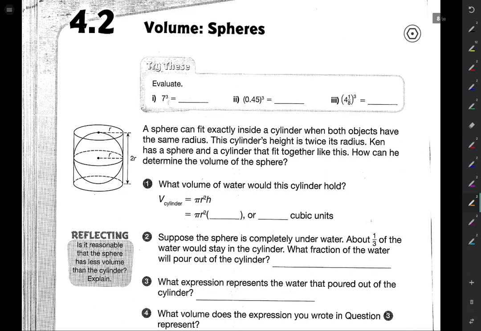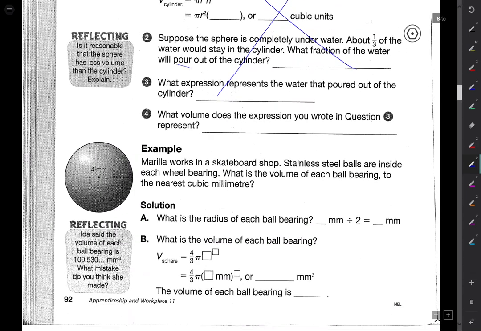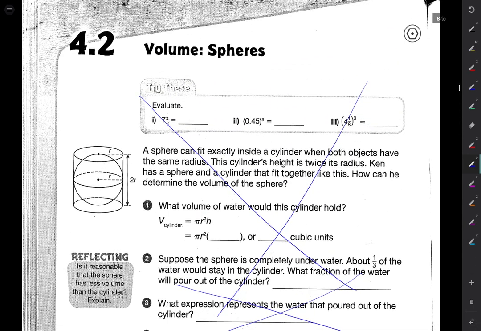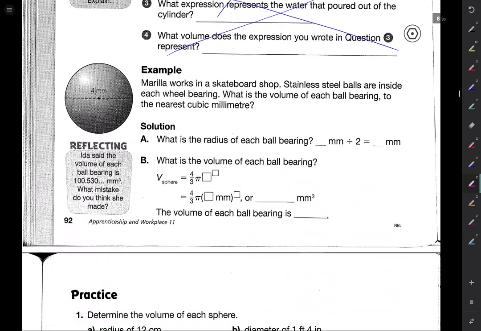For volume of spheres, we're going to keep this lesson short and sweet. So I'm going to skip over all of this stuff here and we're just going to hop right into using the formula. The formula for the volume of a sphere is, and I'll put it at the top, 4 divided by 3 times pi r cubed. So r is the radius of the sphere. So let's just hop right into this example they give us.